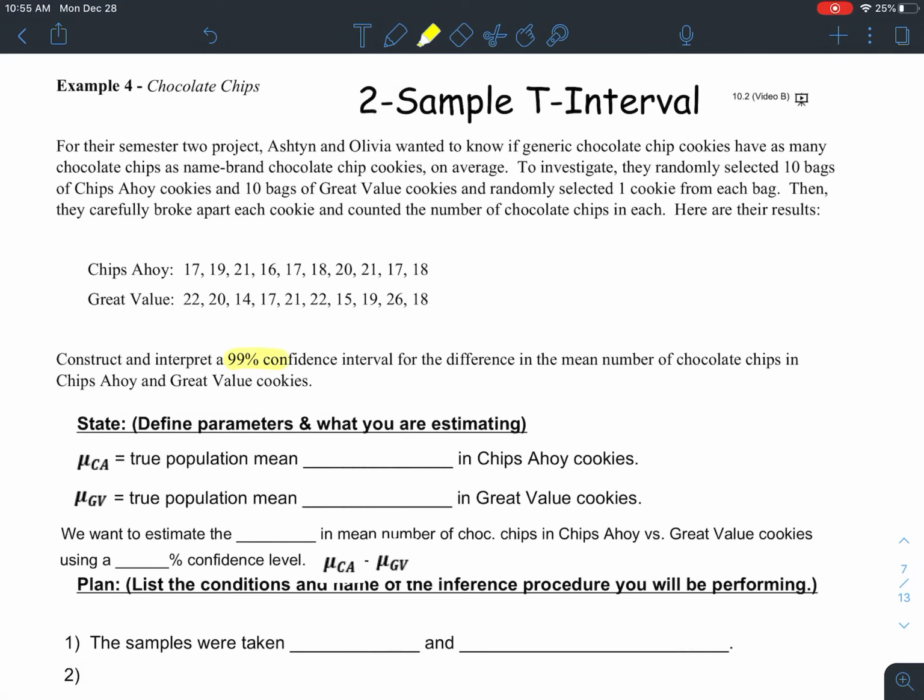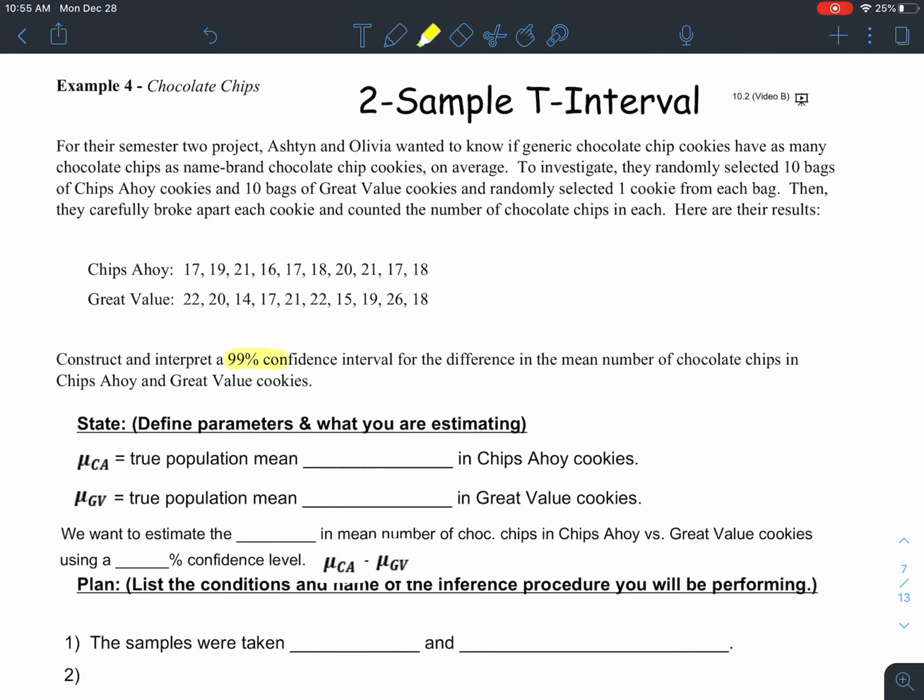That brings us to the second part of this procedure, which is the plan step. This is where we list the conditions, and we name the inference procedure that we will be performing. Our conditions, there are technically 4, but we weave 2 of them together in this first one. We want to make sure that we are stating that the samples were taken randomly and independently of one another. We're just assuming that they were taken independently of each other. It does mention up here that they randomly selected one cookie from each bag.